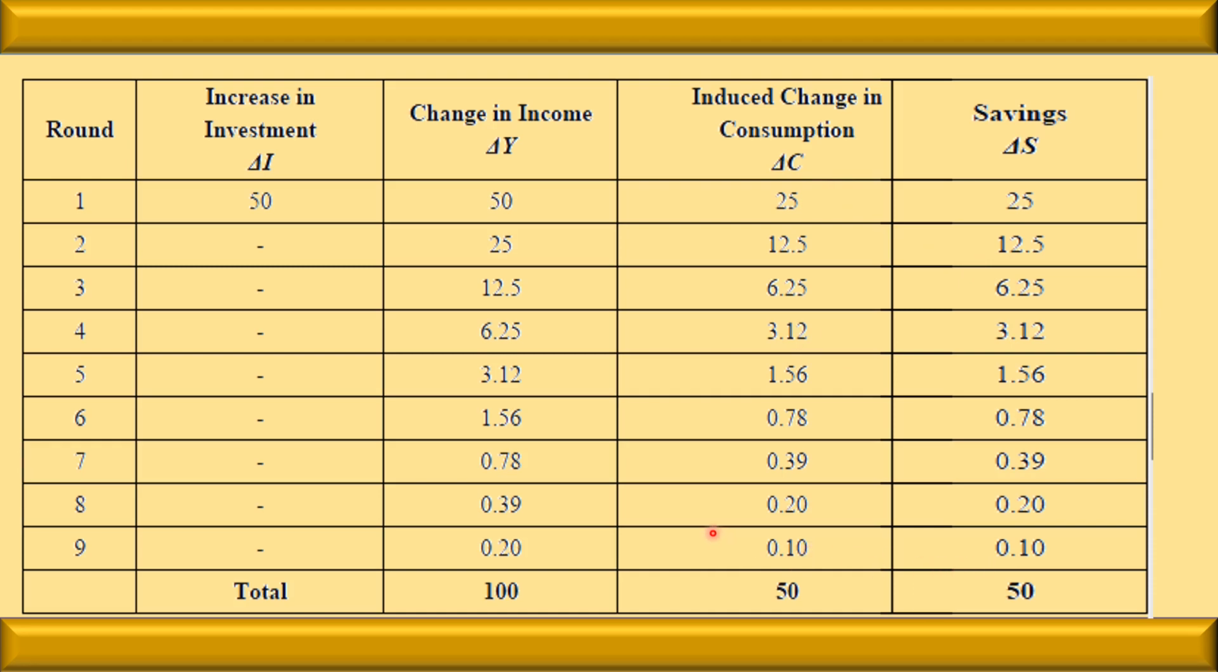At the end, we will see that the income increased to 100. Listen, the initial investment is 50, and because of this initial investment, the income has increased to 100. So the change in income on account of investment is called the investment multiplier, and here the income has increased to 100, that is, it becomes 2 times.